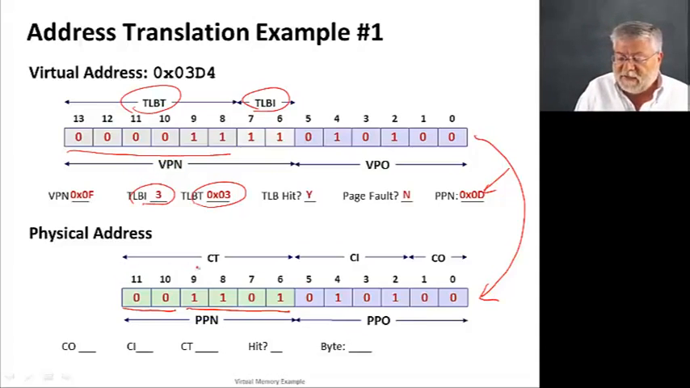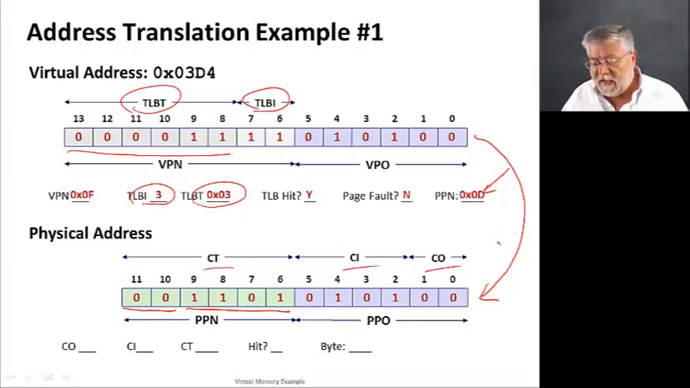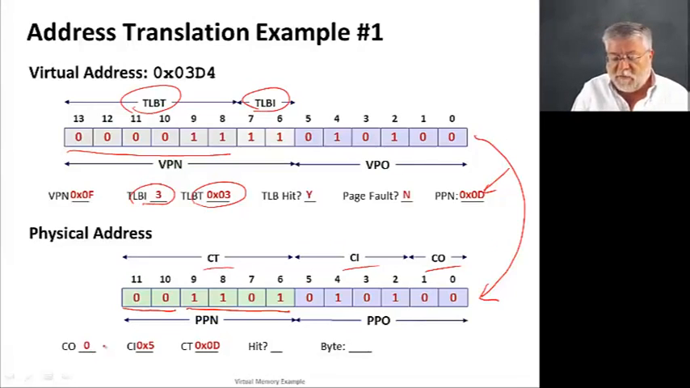We can now break things up into our components for the system cache, and we see here that those correspond to 0 block offset, index into set 5, and the tag of 0D. Okay. Now that's purely coincidental in this case, that the tag is the same as the physical page number. That's just the way this number of bits for each of the components worked out, but that would not be what would happen in every case.